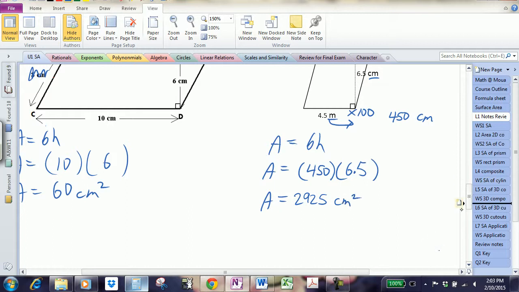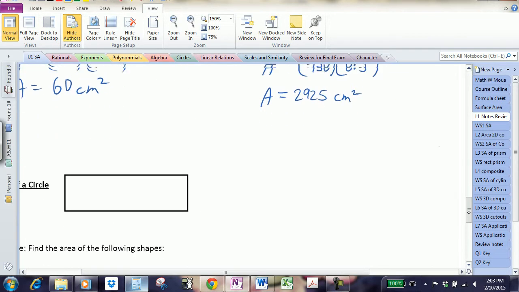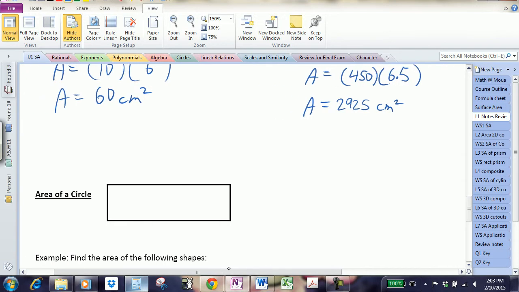So 2,925 centimeters squared. Hands up if you got that. Good. Now typically for this, since we have larger numbers and decimals, I don't mind you going straight to your calculator. I don't mind you trying to estimate, right? But calculator is probably what I would go to anyway. Okay. Any questions?